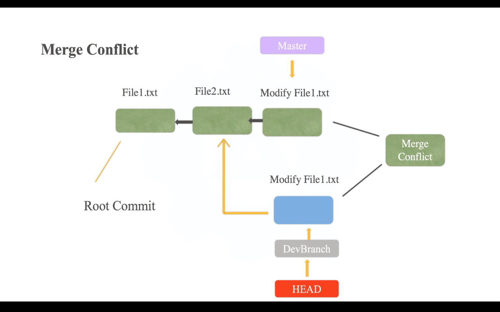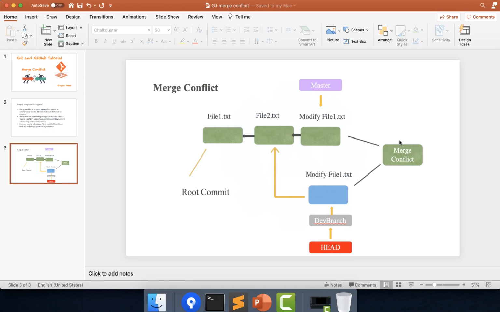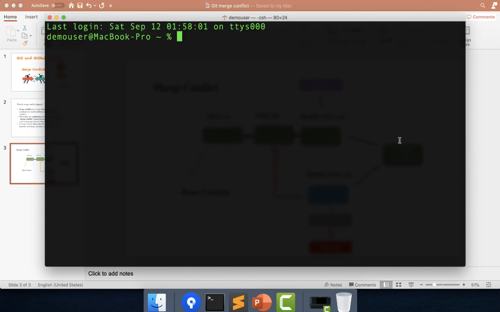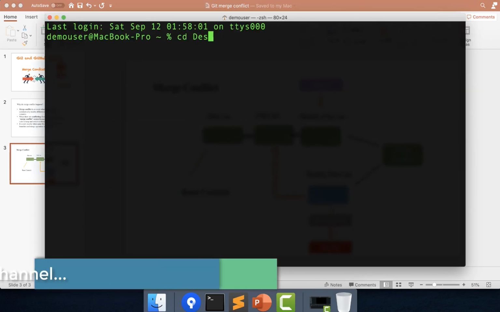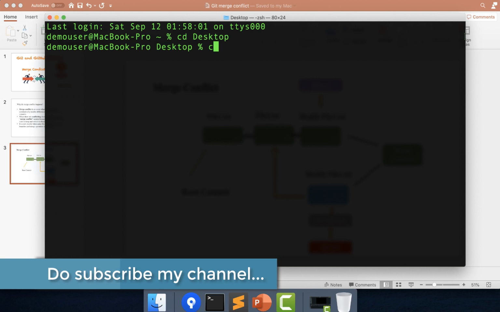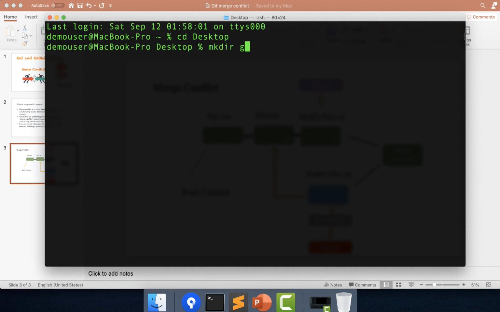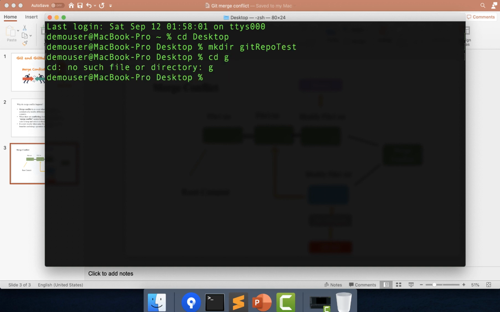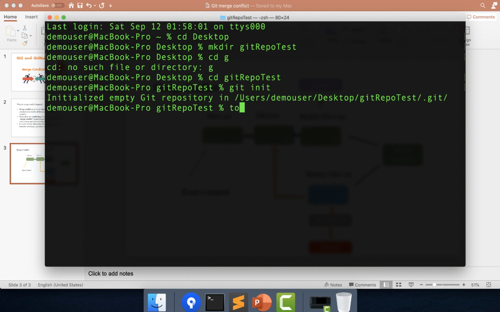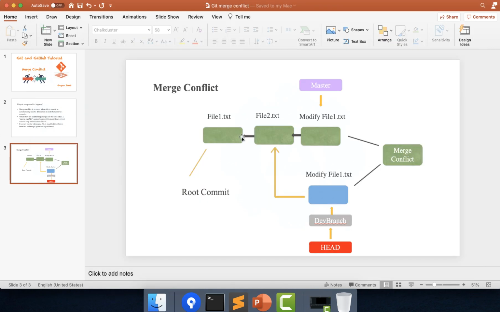So let's get started. I will just open my terminal. Yeah, it's already open. I'll go to my desktop and I will create one directory again quickly. I will say git repo test. I will go inside this repository. I will initialize it. So this is initialized.